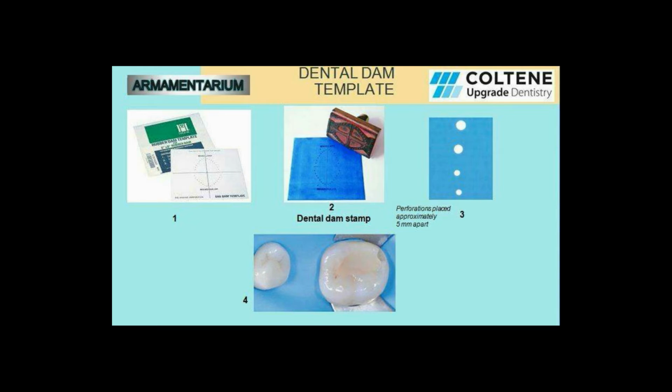The next picture shows another point, which is an exception to the point which I just explained, that the perforations should be 5 millimeters apart. The perforations can be made farther apart than this if any edentulous area is present between two teeth. Yes, then you can break this rule and make the perforations farther from each other.